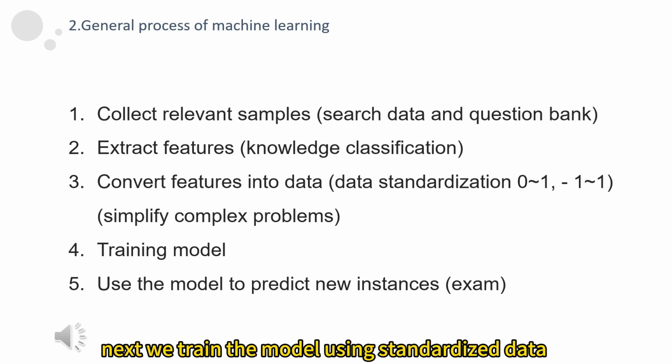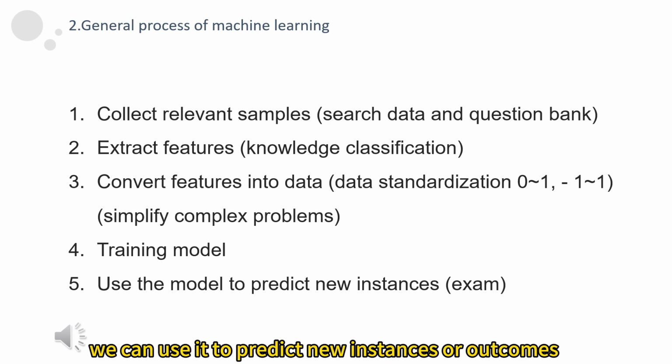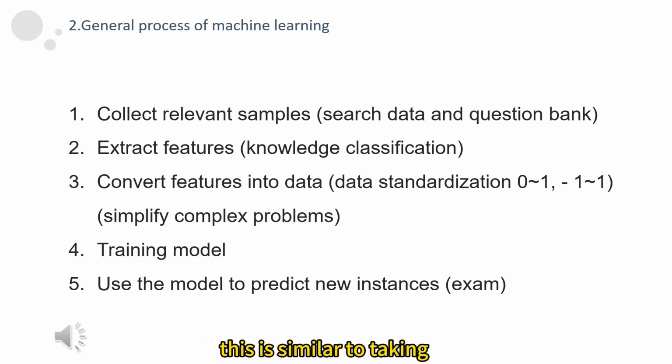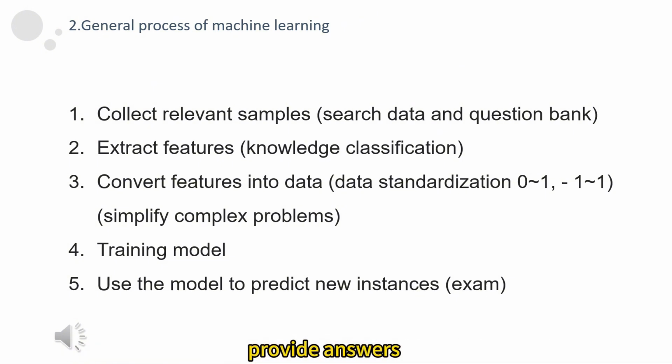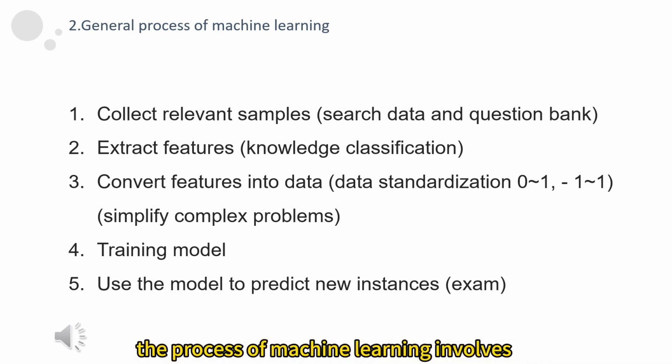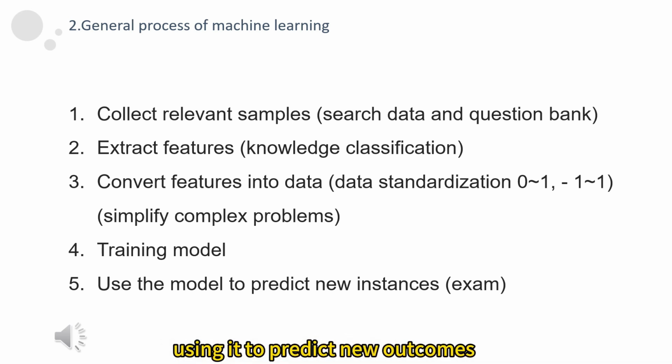Next, we train the model using standardized data, and once the model has been trained, we can use it to predict new instances or outcomes. This is similar to taking an exam, where the model uses the information it has learned to provide answers to new questions. So to sum it up, the process of machine learning involves collecting relevant data, extracting features, standardizing the data, training the model, and then using it to predict new outcomes.